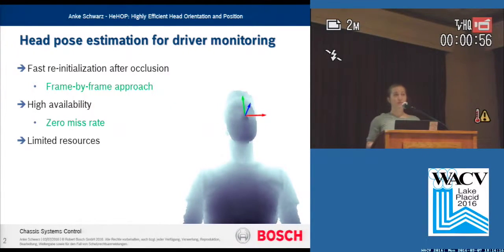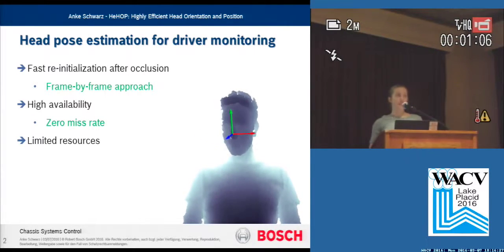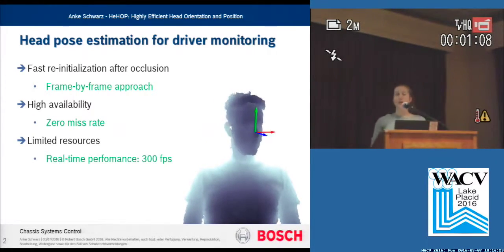Then there is an extra limitation in case of automotive applications, the limited number of resources. And they are not only there to estimate the head pose. So our approach performs faster than real time with more than 300 frames per second.